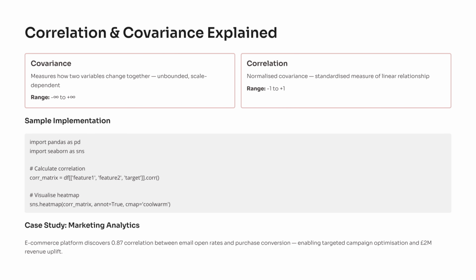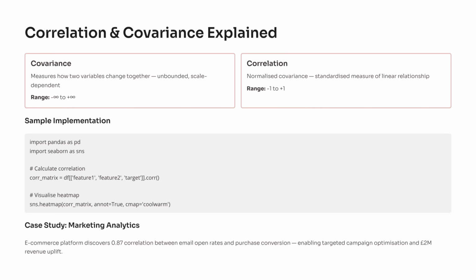Here's how you do it in Python. You'd start by importing Pandas and Seaborn. Then, select your numeric columns, say feature 1, feature 2, and your target variable, and call the correlation function to calculate the matrix. Finally, visualize it with a Seaborn heatmap, which highlights how each feature relates to every other one.